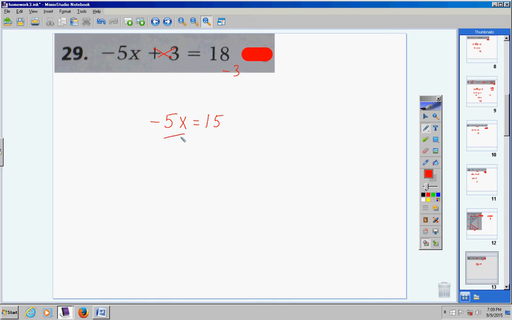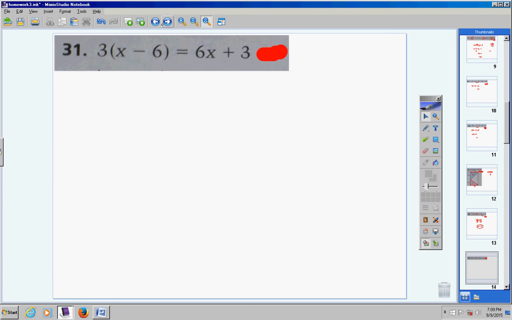Divide both sides by negative 5. And you're left with a positive divided by a negative is negative. 15 divided by 5 is 3. So the answer should be negative 3. Alright, moving on to 31. Okay, same thing. Do you see absolute value symbols anywhere? No, of course not. So we have a regular linear equation.